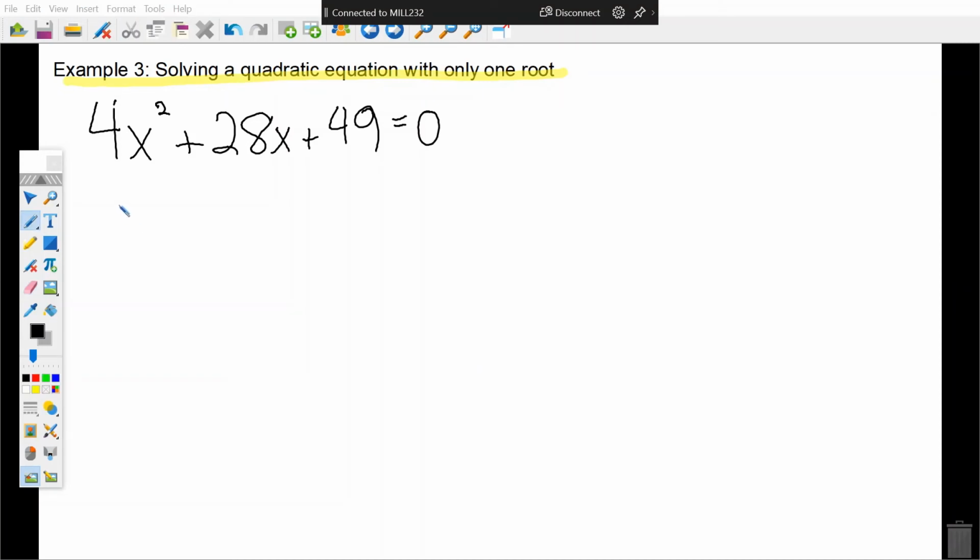So I've got 4x squared plus 28x plus 49, okay? There's nothing common between 4 and 28 and 49 that I can factor out. So if you remember from Foundations 10, first 2 and last 2, you're going to factor using decomposition. So you're going to add to the middle term, which is 28, multiply to the last term, which is 196.